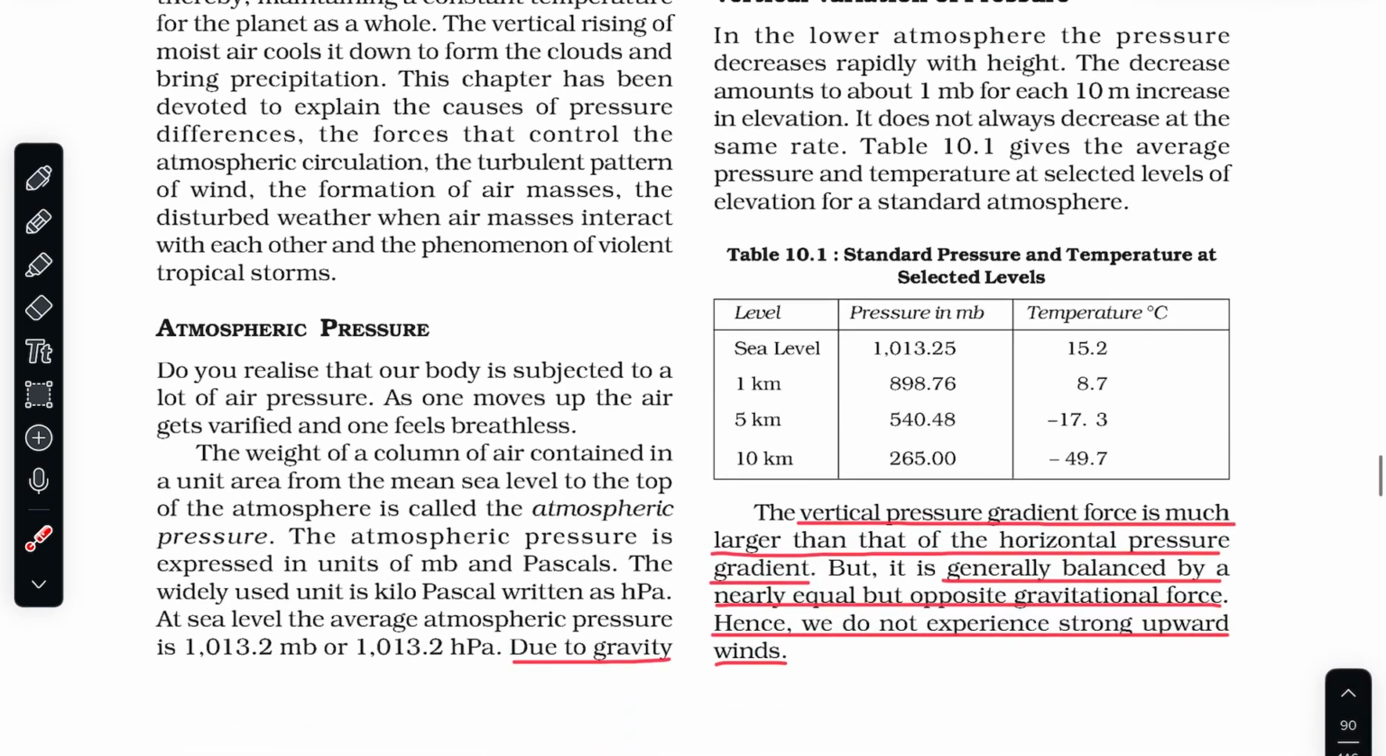Then the vertical variation of pressure. In the lower atmosphere, the pressure decreases rapidly with height. Now I remember MB is basically millibar. The decrease amounts to about 1 MB for each 10-meter increase in the elevation. It does not always decrease at the same rate.